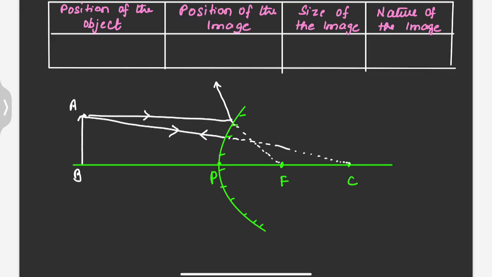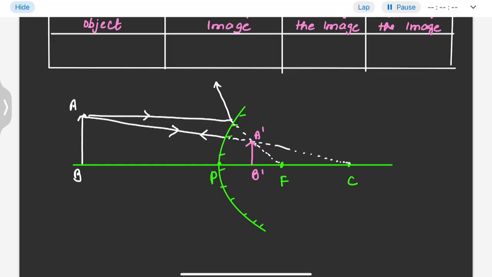So now where are the 2 rays meeting? So see the point of intersection. So this is the point. So this is one reflected ray and this is second reflected ray. So this is the point where both are meeting. So therefore here the image will be formed. So here I'll be writing the image. So this is A dash B dash. Image is formed here. So now see the size of the image formed.